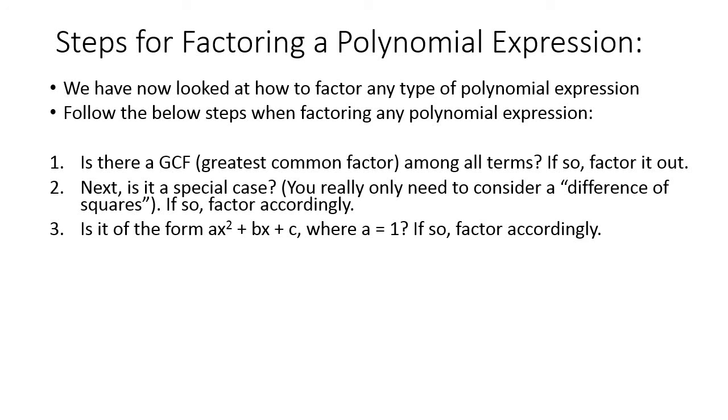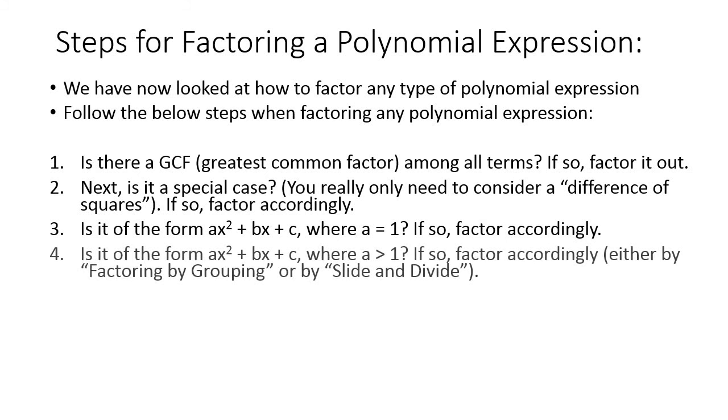Step 3, ask yourself, is it of the form ax squared plus bx plus c where a equals 1? If so, factor accordingly. This is the easier type of trinomial to factor. So if it's not that, is it of the form ax squared plus bx plus c where a is greater than 1? Is the integer in front of your x squared term greater than 1? Is it a 2, a 3, a 4, etc.? If so, factor accordingly. So you're either going to factor by grouping or by slide and divide, and that is shown in part 2 of the lesson on factoring polynomials.